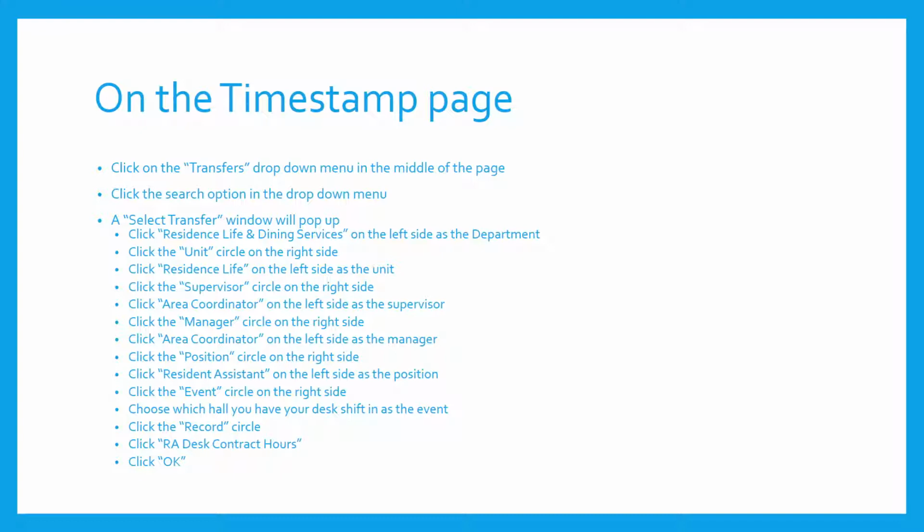Click Area Coordinator on the left side as the supervisor. Click the Manager circle on the right side. Click Area Coordinator on the left side as the manager. Click the Position circle on the right side. Click Resident Assistant on the left side as the position. Click the Event circle on the right side. Choose which hall you have your desk shift in as the event. Click the Record circle. Click RA Desk Contract Hours. Click OK.